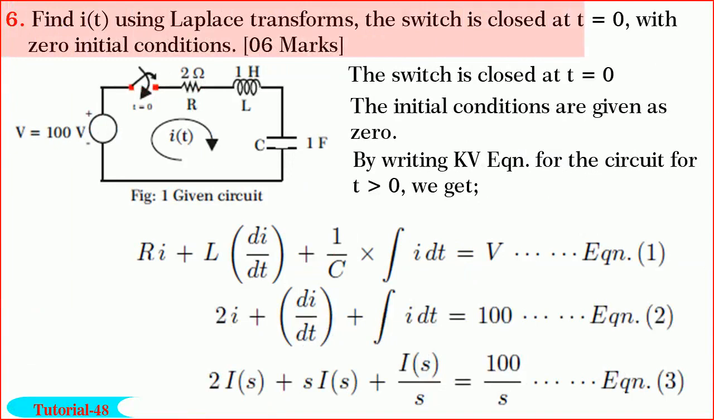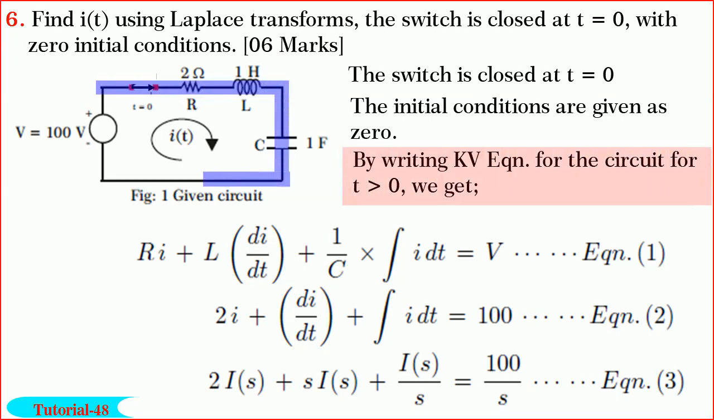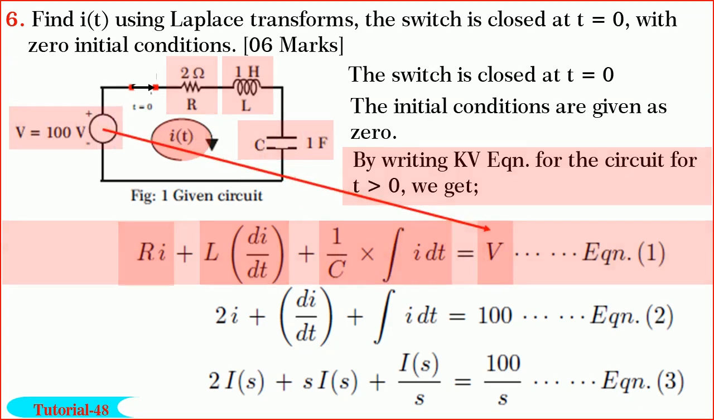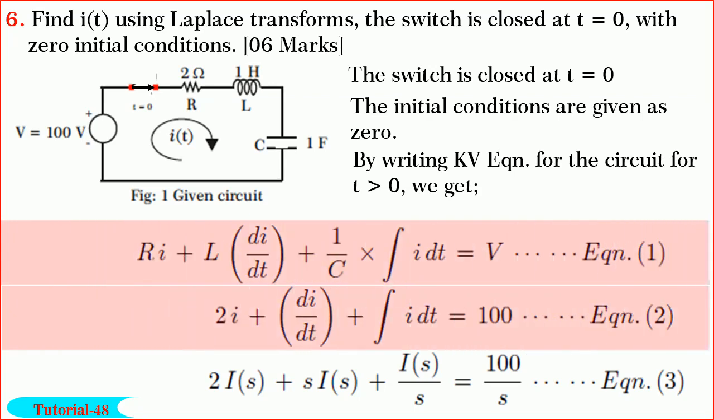Finally, we shall solve the sixth problem to find i(t) in the circuit shown in the figure by using Laplace transforms. It is given that the switch is closed at t = 0 and all initial conditions are given as 0. This makes the problem simpler. By writing Kirchhoff's voltage equation for the circuit for time t greater than 0, we get R i + L di/dt + (1/C) ∫ i dt = V. Let it be equation 1. By substituting the values of R = 2 ohm, L = 1 henry and C = 1 farad, we get equation 2.